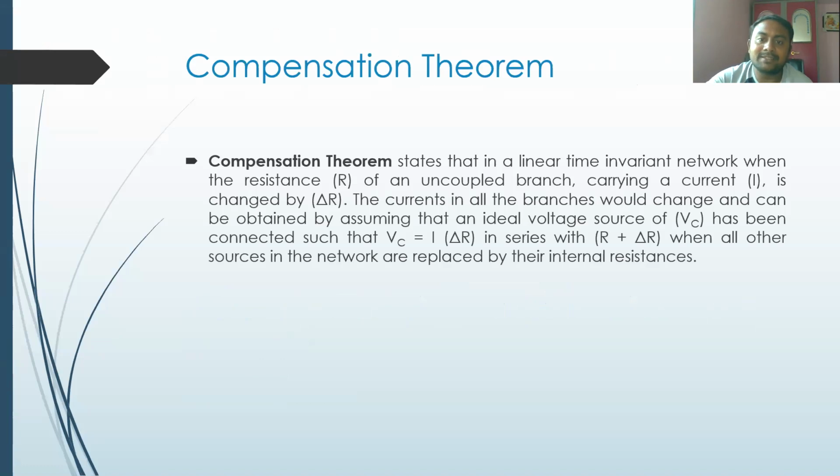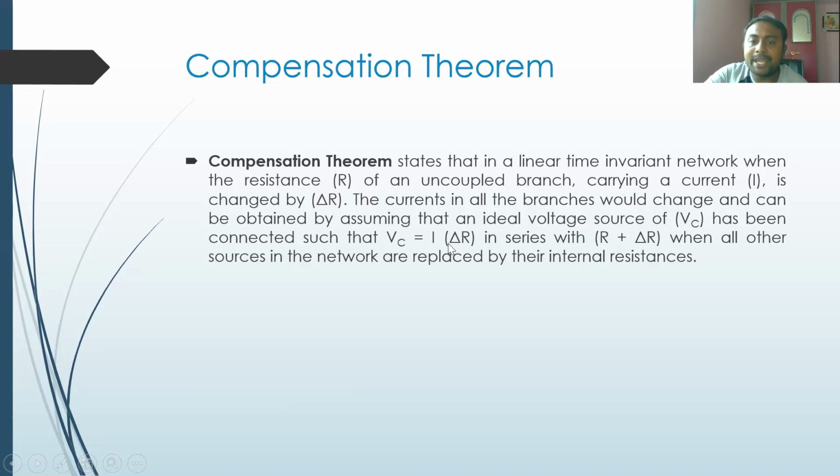Let us take the statement. In any linear time invariant network, when the resistance R of an uncoupled branch carrying current I is changed by delta R, either increased or decreased, the current in all the branches will be changed and can be obtained by assuming that an ideal voltage source of DC is connected such that VC equals I into delta R.